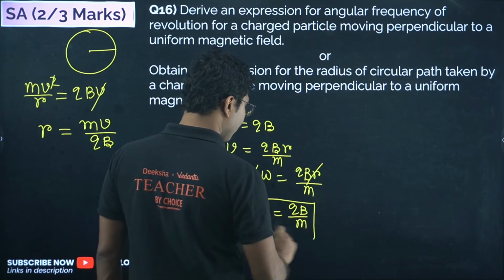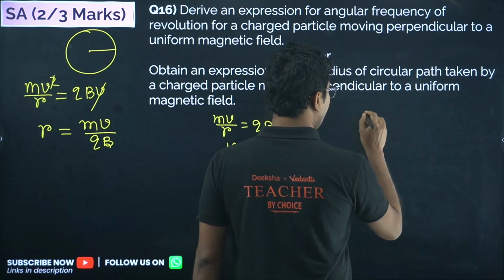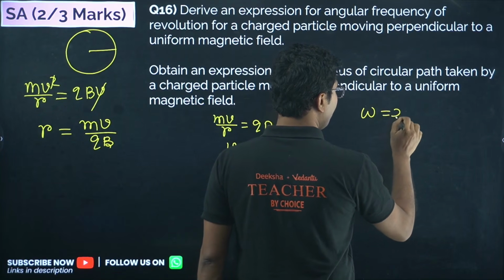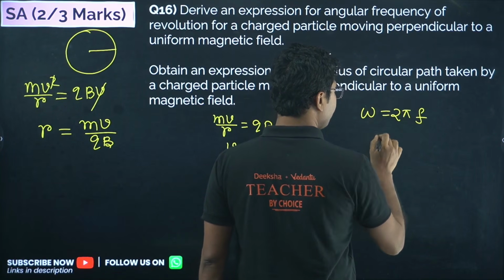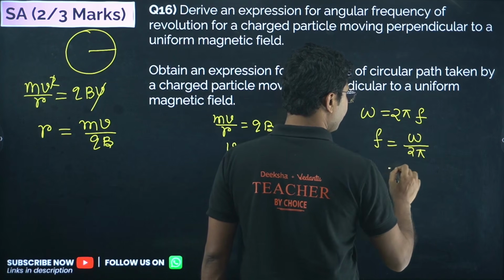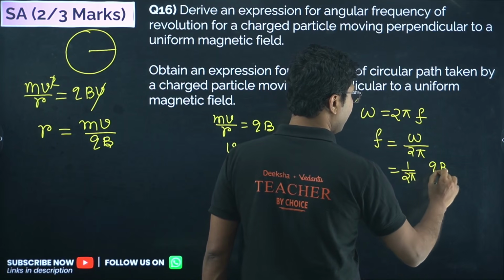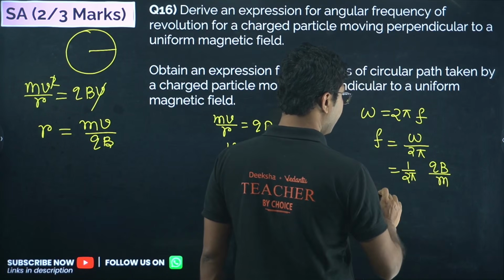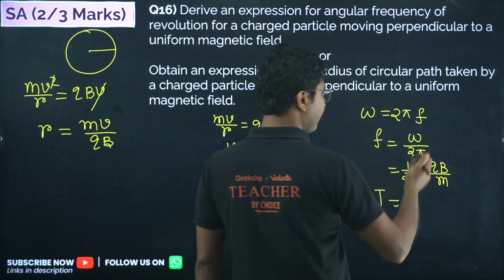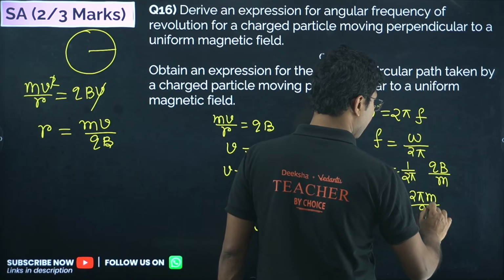Now if they ask you to calculate the real frequency, it is very simple. Omega equals 2 pi f. So the frequency is omega by 2 pi, so it will be 1 by 2 pi into QB by m. And the time period is exactly the inverse of that, so 2 pi m by QB is the time period.